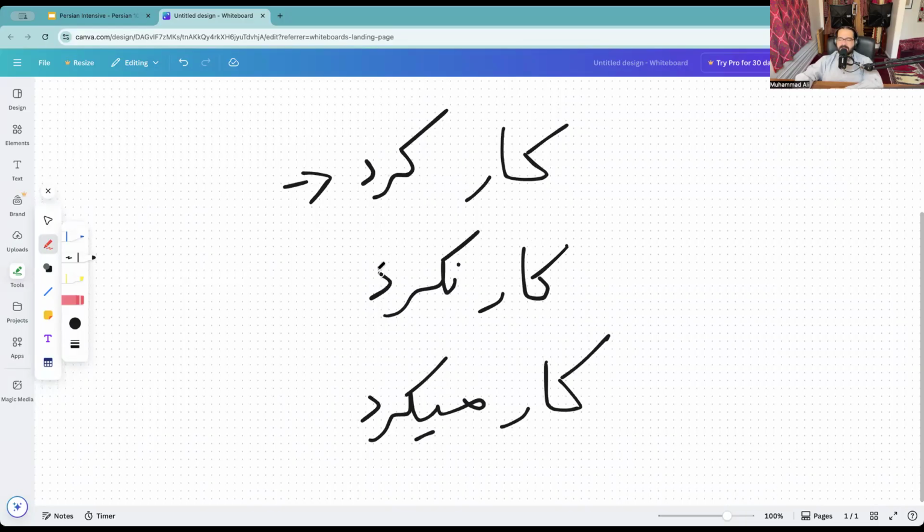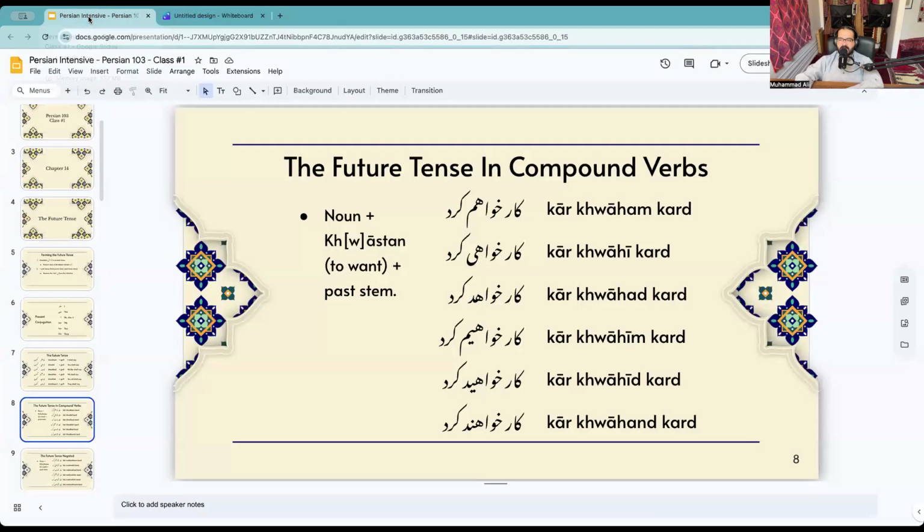Now, you guys have learned all these little additions, but even if you don't remember them at this exact moment, what's important is that the verb is what's being added to or changed. The word kar in this whole instance has remained untouched. The same is true for the future tense conjugation. Kar khaham kard. So the khaham is added to the verb. We would never say khaham kar kard or kar kard khaham. We don't say either of those.